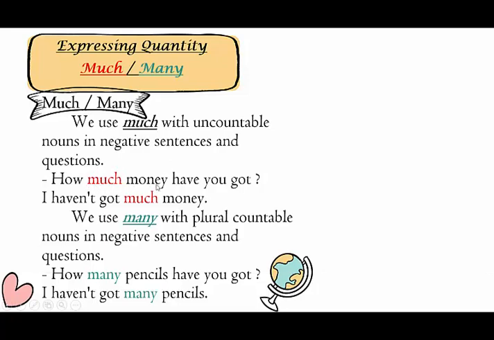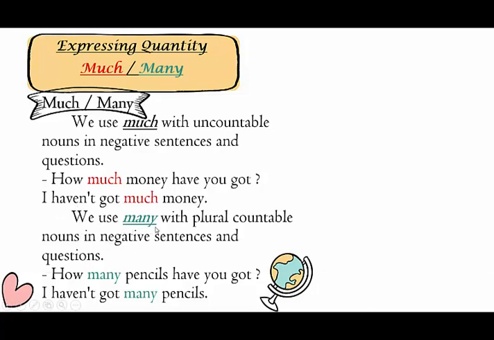Number one, how much money have you got? Money is uncountable and it's a question. Number two, I haven't got much money. Also, money is something you can't count, so it's uncountable, and this is a negative sentence.